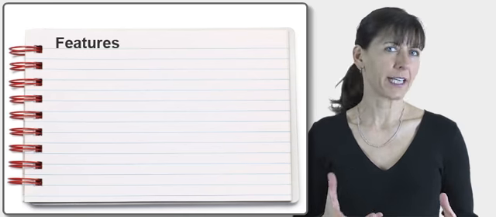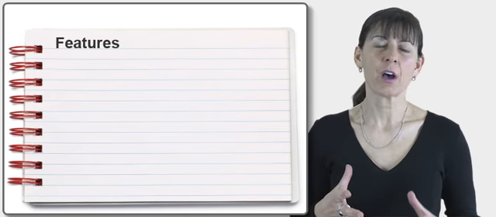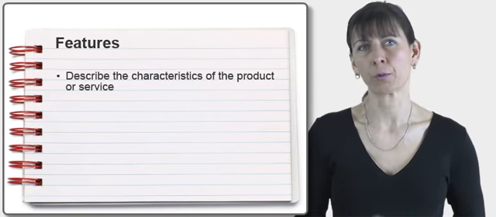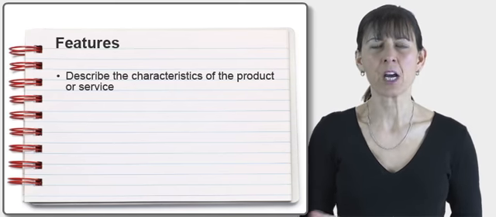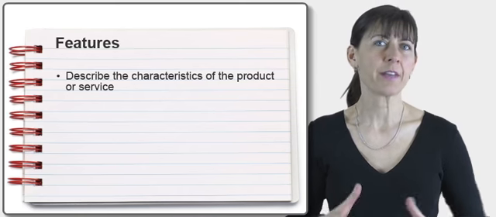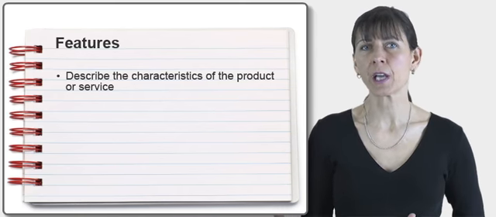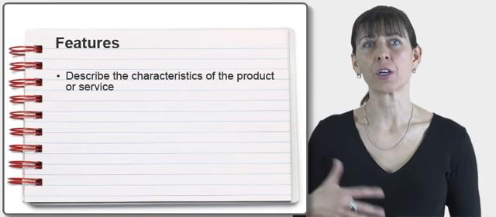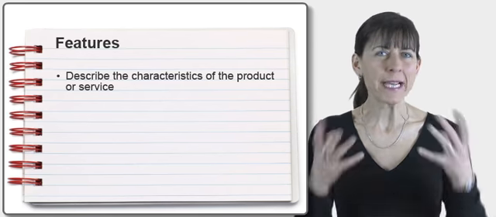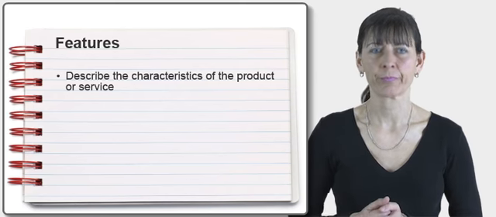Features. So what exactly are features? Features are characteristics of your product or services. They're the detail, they're the parts that make up the product or service. Things like the capacity of your product or the size of it. Or for example, an airbag in a car is a feature of what's in the car. So it's things that make up the product or service.